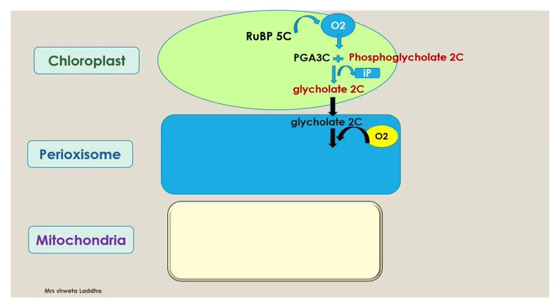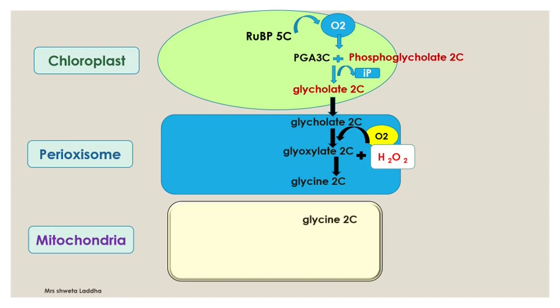So here it is again taking in oxygen and forms glyoxylate, which is again a 2 carbon compound which reacts with hydrogen peroxide only found in peroxisome to form an amino acid glycine. Amino acid glycine is a 2 carbon compound. This glycine leaves the peroxisome and enters into the mitochondria.